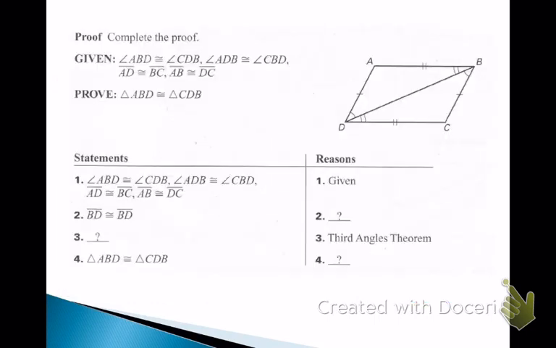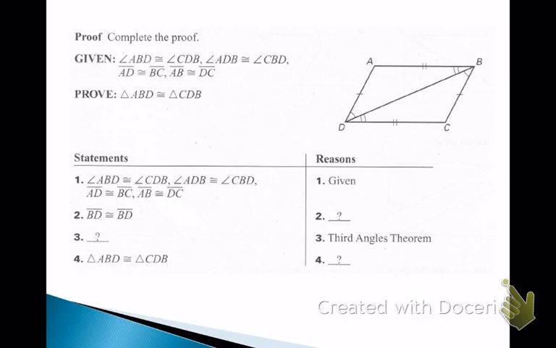First proof. Eventually, I think I mentioned before, we're going to take the training wheels off at some point and have you come up with the statements and the reasons all on your own. But for now, we'll still help you out some. You've got a diagram here of two triangles, and we have a bunch of given information. Angle ABD is congruent to angle CDB. Angle ADB is congruent to angle CBD, and then we've got segments AD and BC congruent, and AB and DC congruent.